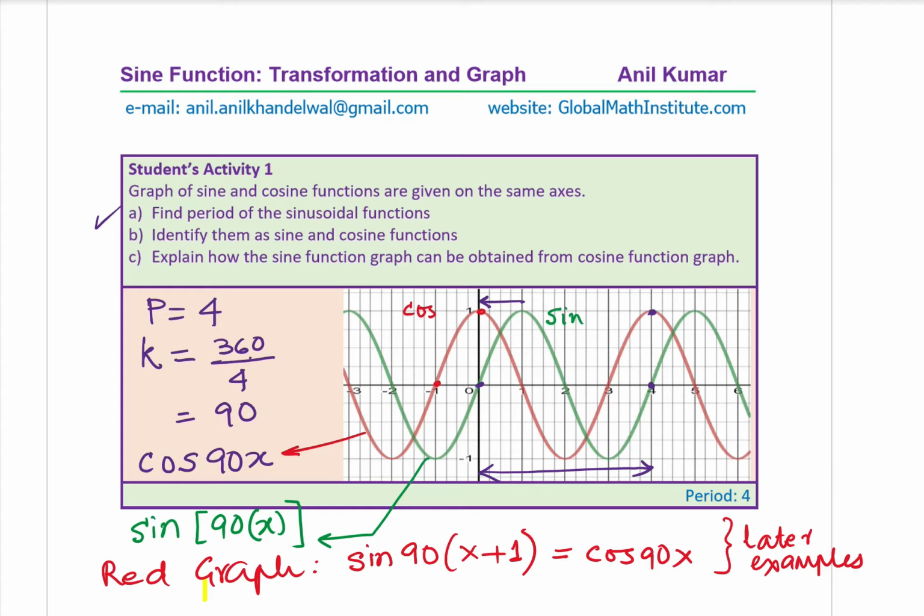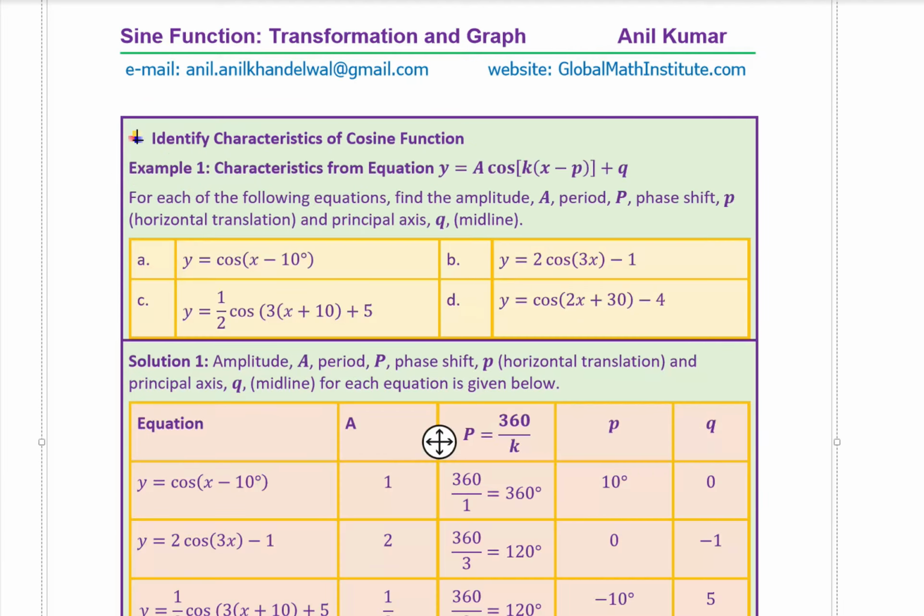Where we are going to explain what I'm talking about right here. Anyway, let us now read the characteristics from the transformed function. Since we have already done transformation in the earlier videos, which were based on sine function, I'm taking liberty to move ahead. Example 1 here is based on characteristics from the equation y equals a cos k(x minus p) plus q.